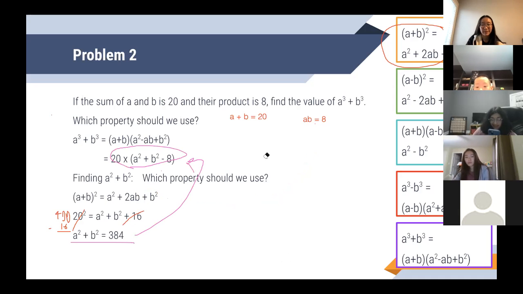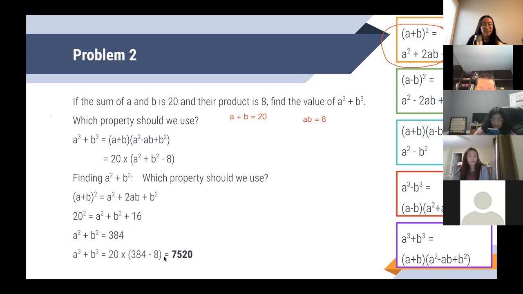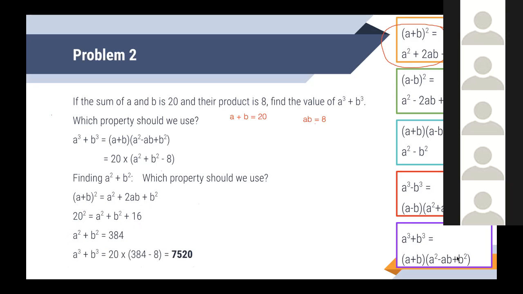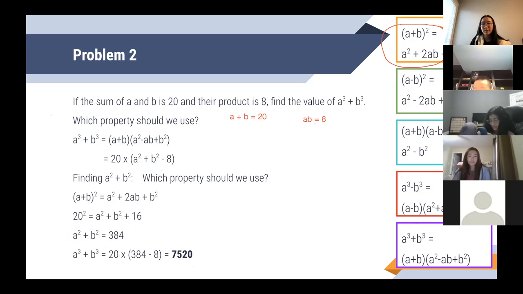Okay, I'm going to erase some stuff. And so we did 20 times 384 minus 8 equals 7,520. So does everyone see how we got there?